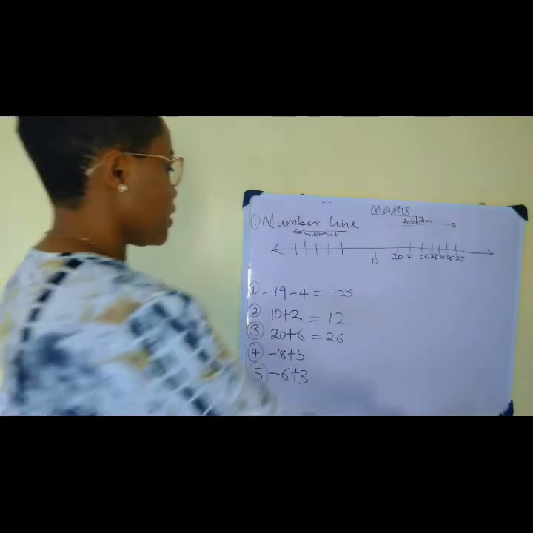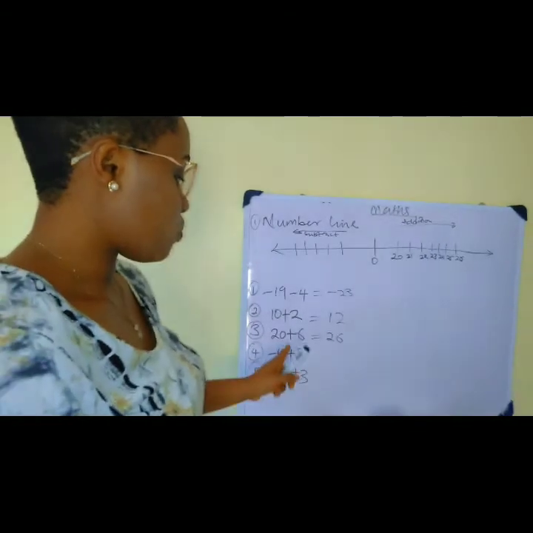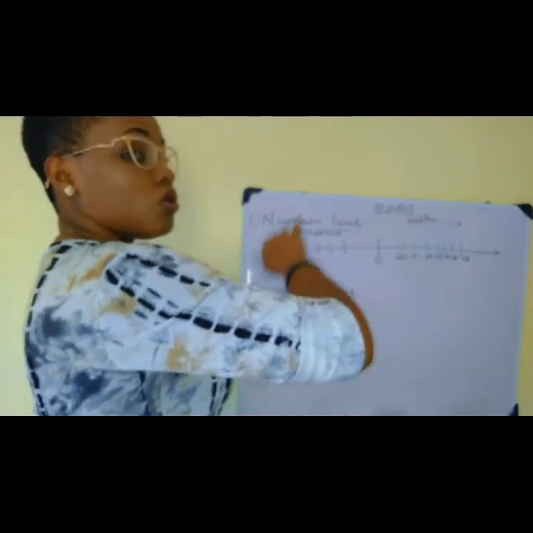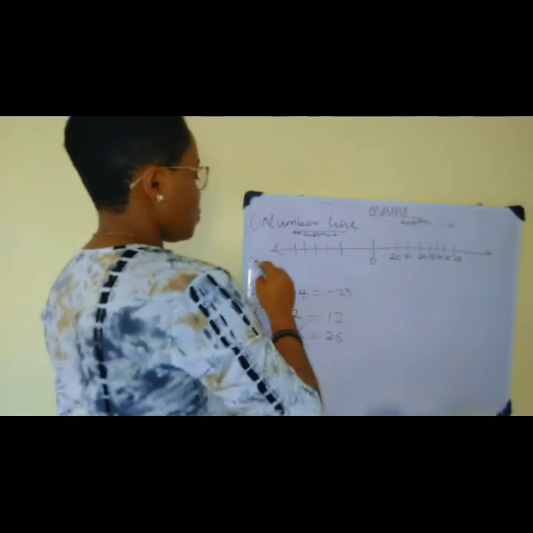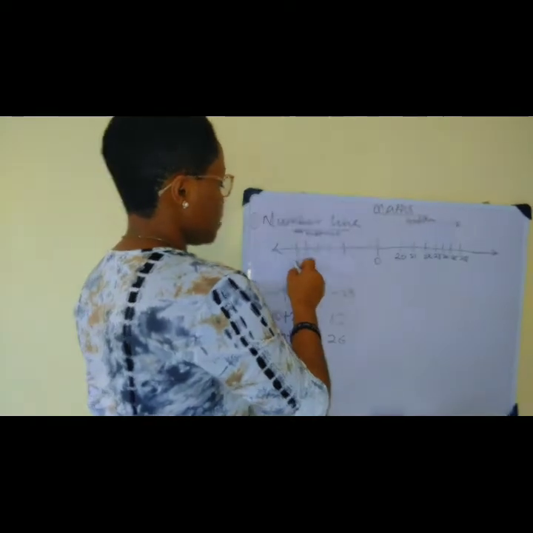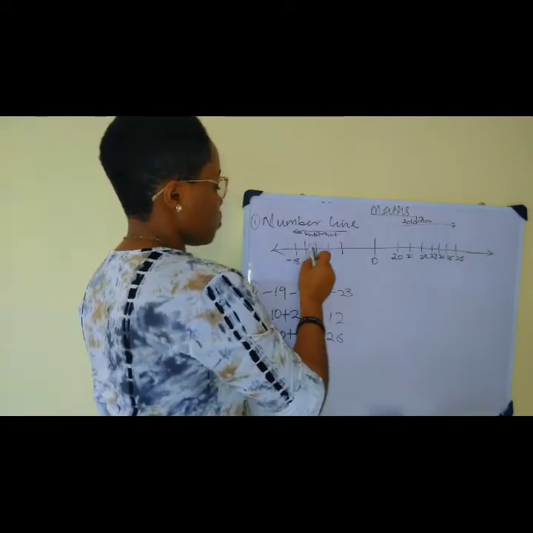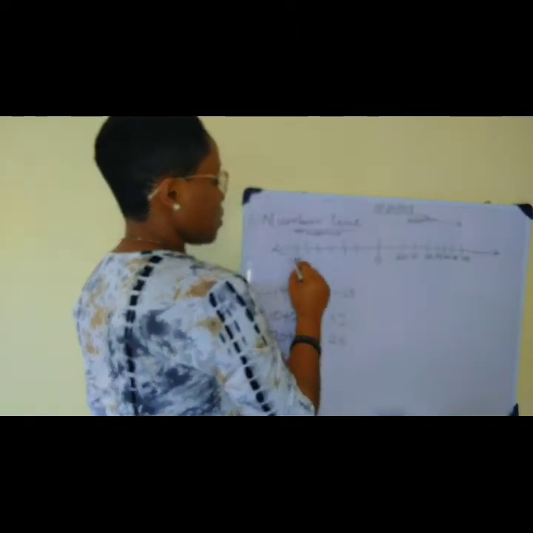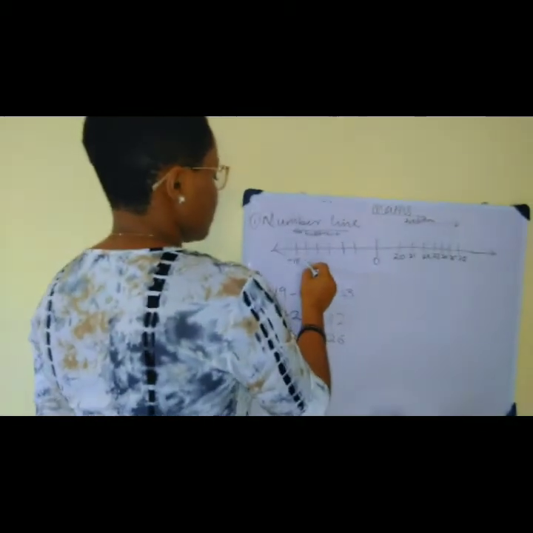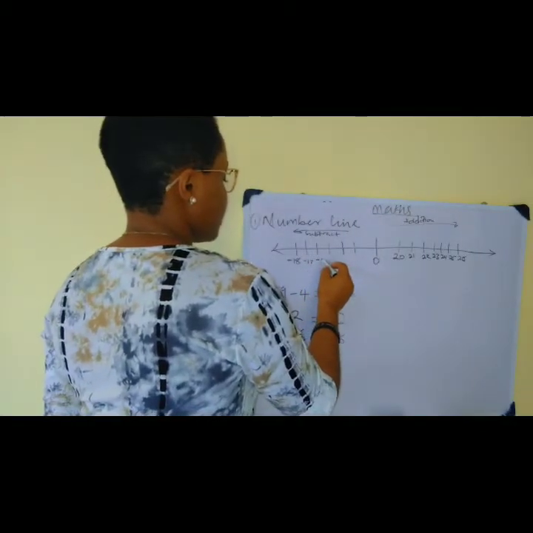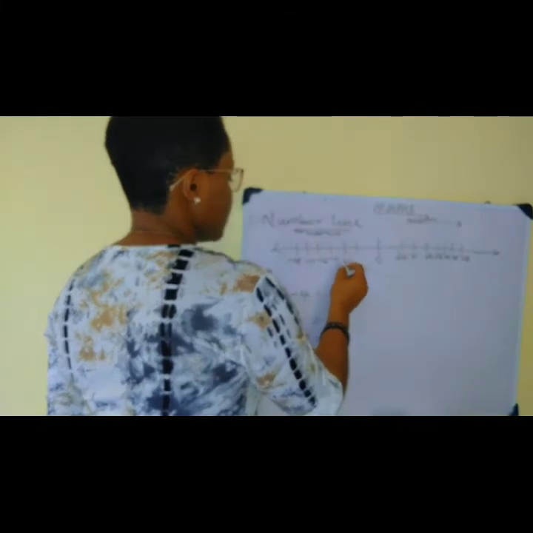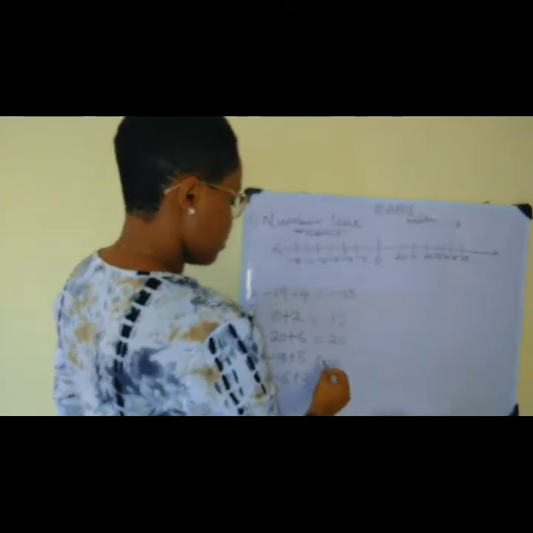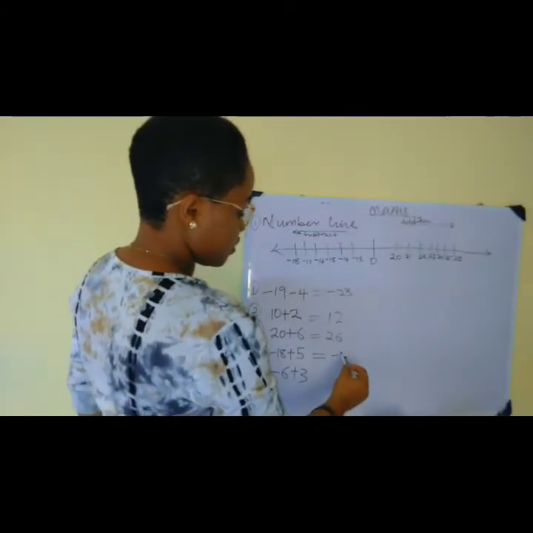The fourth one is negative 18 plus 5. Negative 18 plus 5, that's addition. So we're going right. So let's say that this is our negative 18. We'll count to the right. 1, 2, 3, 4, 5. Let's place our numbers. So this is negative 17, negative 16, negative 15, negative 14, negative 13. So our answer for this one is negative 13.